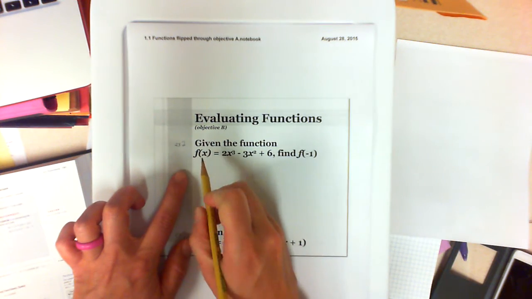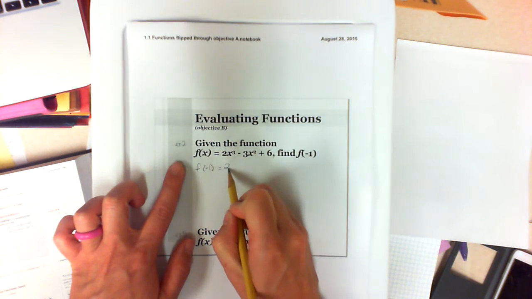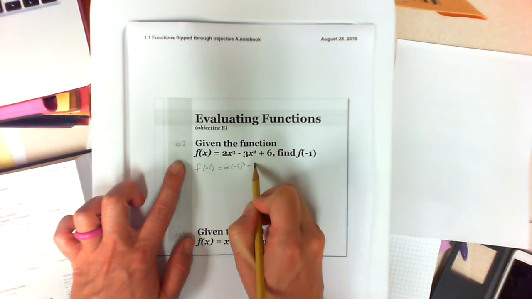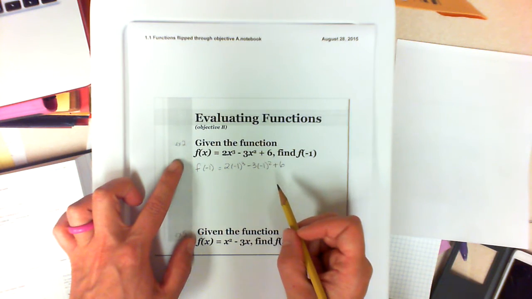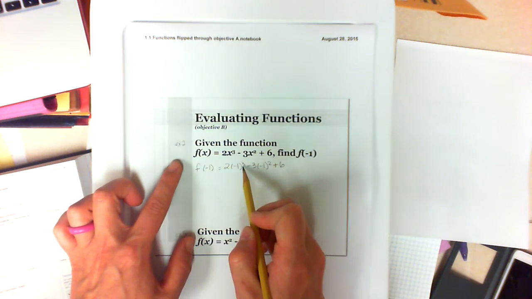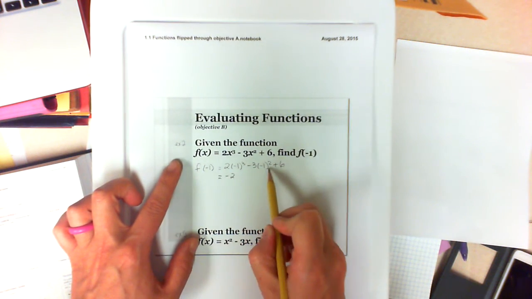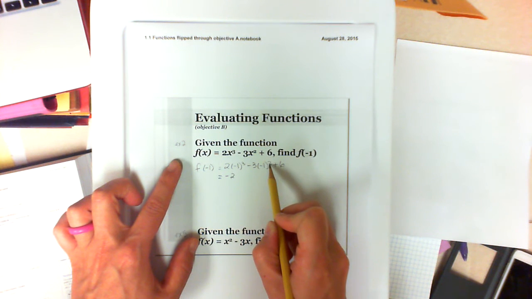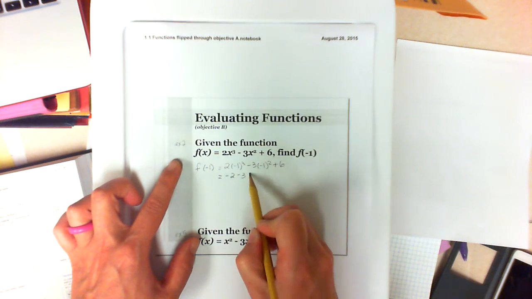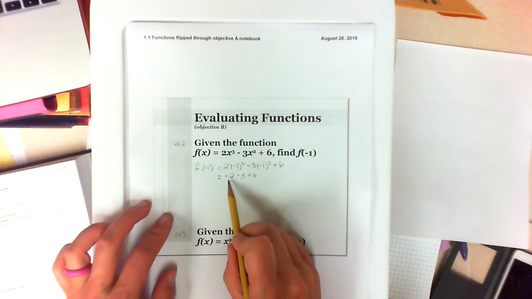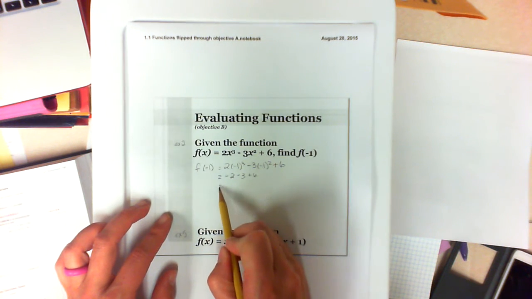So my notation is going to be f of negative 1. That's equivalent to 2 times negative 1 cubed minus 3 times negative 1 squared plus 6. Just remember to follow your order of operations. So I would do negative 1 cubed, which is negative 1, times 2, so that's negative 2. Then here I would do my exponent again. Negative 1 squared is positive 1, times negative 3 is negative 3. And I have 6 left over. Following the order of operations, it can just go straight across from left to right. Negative 2 minus 3 is negative 5, plus 6 is 1.